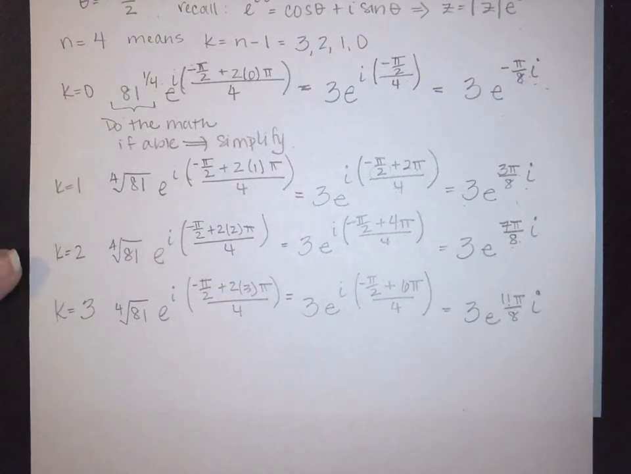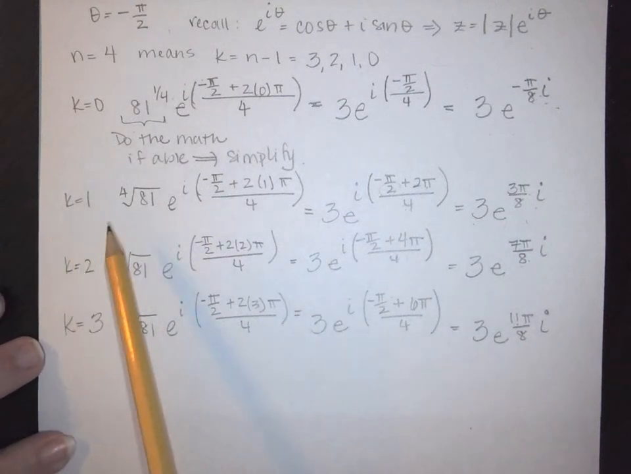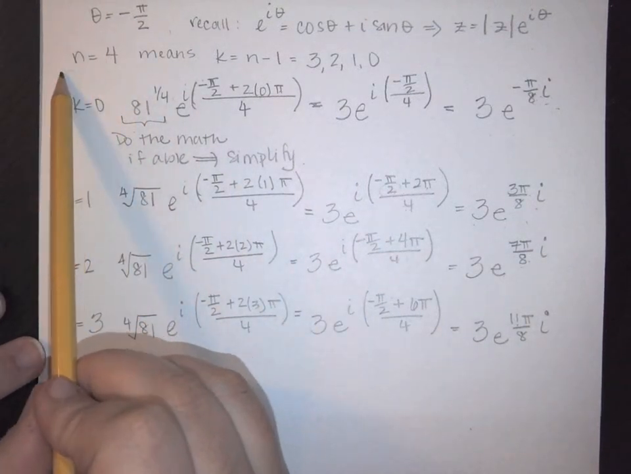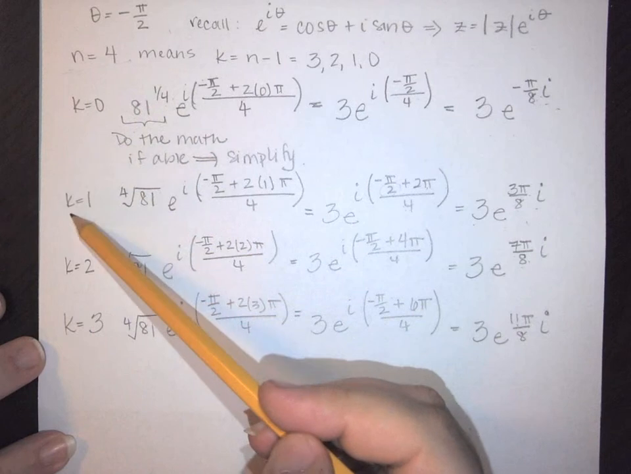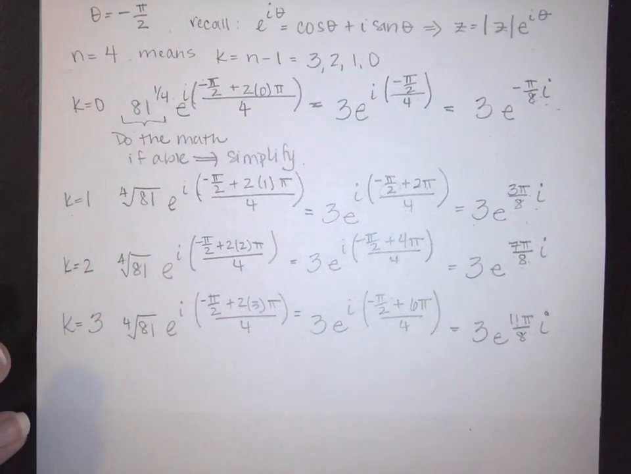Okay? So it depends on what your root is going to depend on how many of these you have to do. Remember that k value is just simply n minus 1. So there are 2 examples for you here on roots of complex numbers.